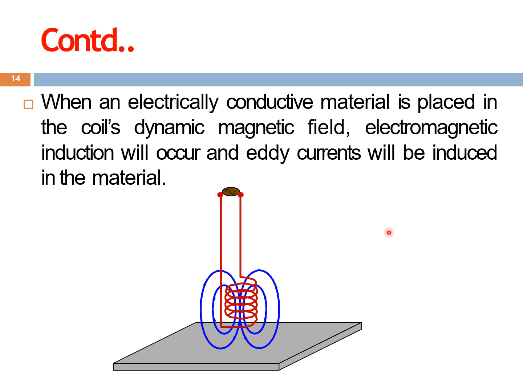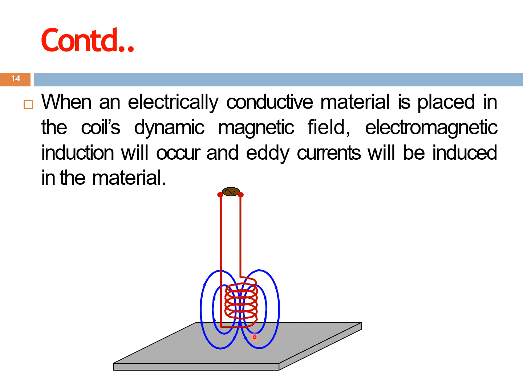Then I bring in an external material. This gray material, as shown in the figure, is the material that we need to test, because we need to find the defects. When I introduce this conductor to that magnetic field, electromagnetic induction will occur, and as a result of electromagnetic induction, eddy currents are developed in this gray material.